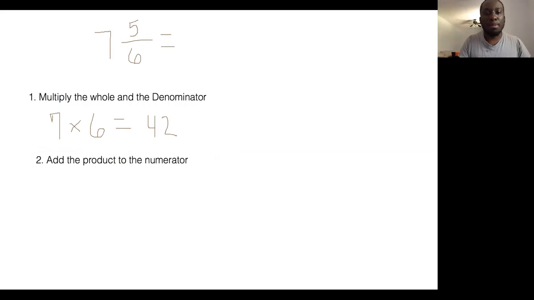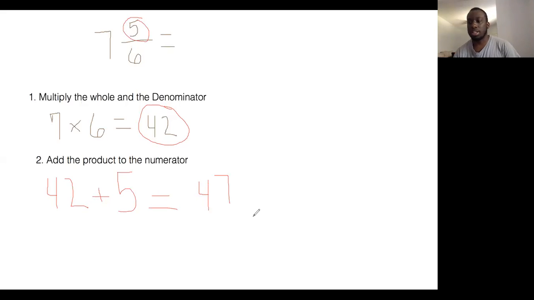So if I add my product to my numerator, my product is the answer to the multiplication problem I just did. That's the answer. So I'm going to add 42 to my numerator. 42 plus 5, because 5 is my numerator. And that is going to equal 47. That's going to equal 47.